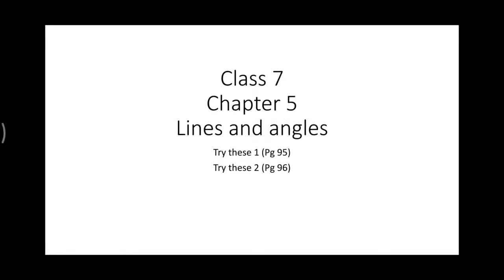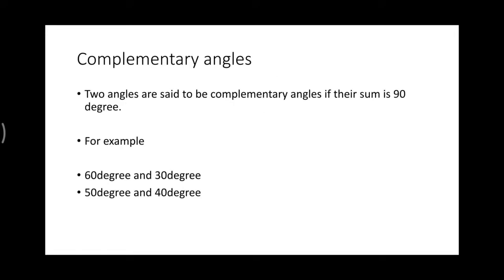Today we are starting chapter 5, Lines and Angles, of class 7 NCERT, and in this video we will solve Try These 1 and 2 on page number 95 and 96. First of all, before solving Try These we have to know a few things, like complementary angles.